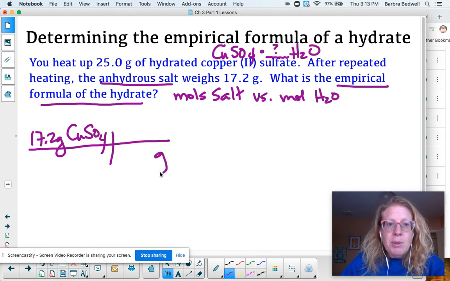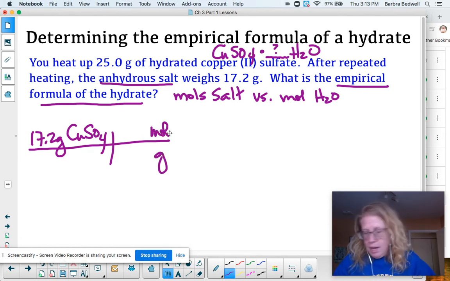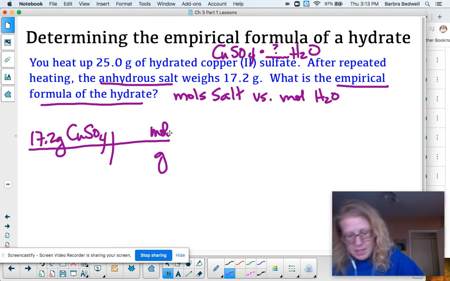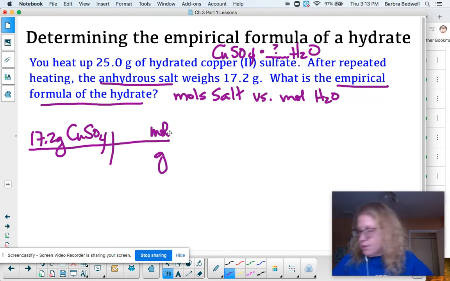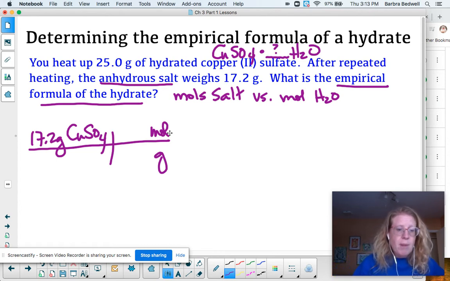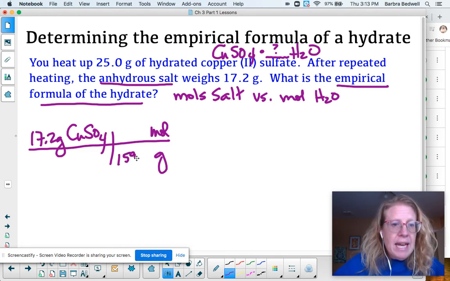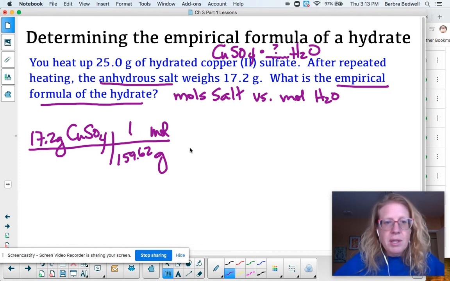And then I got to do my grams to moles conversion. Let me figure out what my molar mass of copper 2 sulfate is. Copper has a mass of 63.55. Sulfur is 32.07. And then oxygen is 16 times 4, right? Because it's sulfate. So our molar mass of copper 2 sulfate is 159.62. And again, that's 1 copper, 63 grams-ish, 1 sulfur at 32 grams, and then 4 oxygens at 16 grams each. So that's 1 mole.